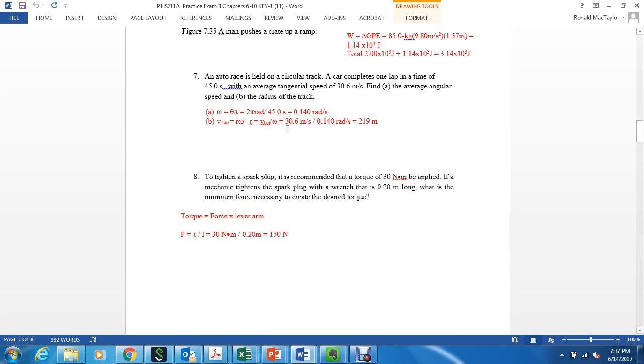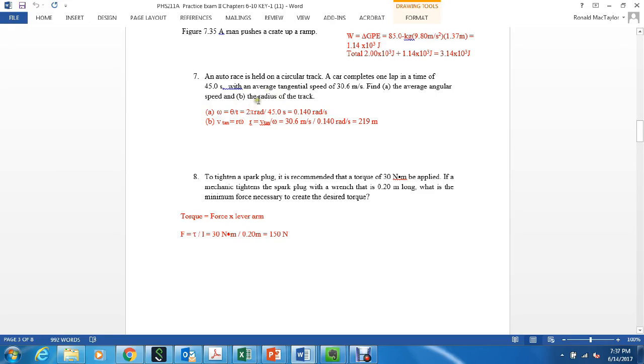Hey, there's an auto race held on a circular track. A car completes 1 lap in a time of 45 seconds. So we know T, the period, the time it takes for 1 revolution. And we know the speed. So we want to find the average angular speed. We don't even need to know the radius yet, right? We'll figure that out later.